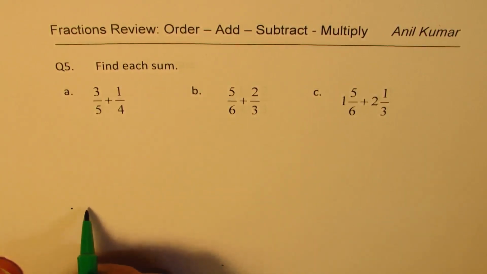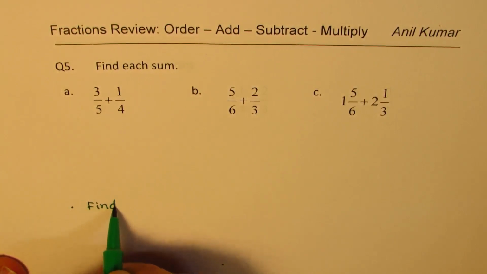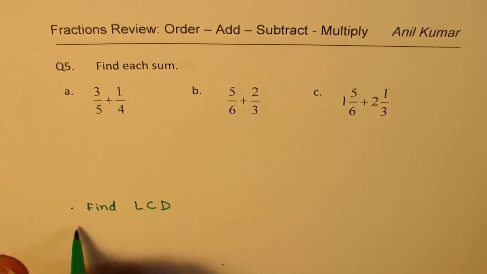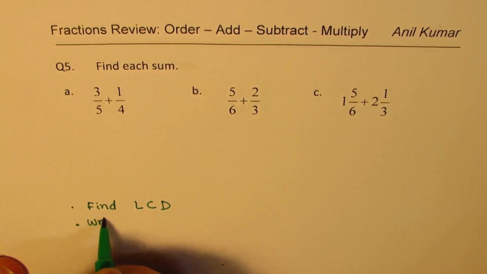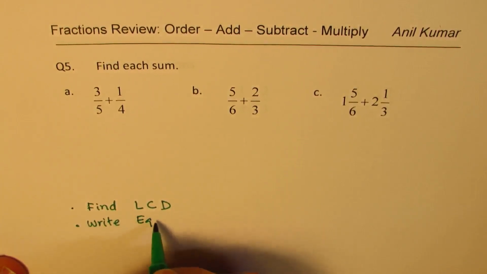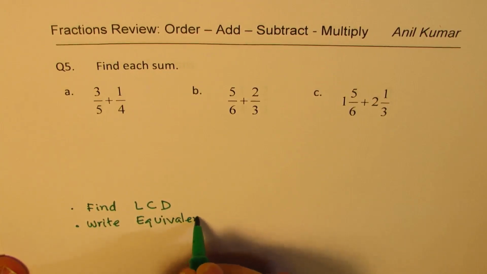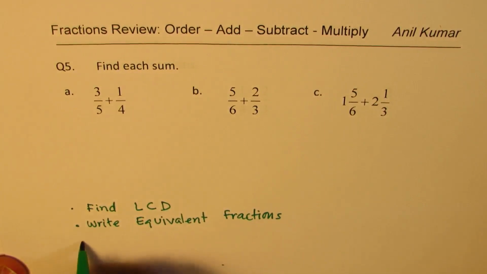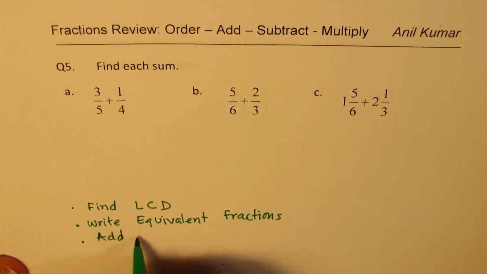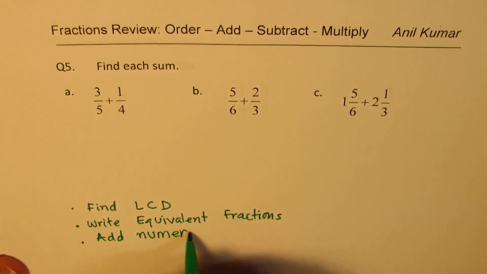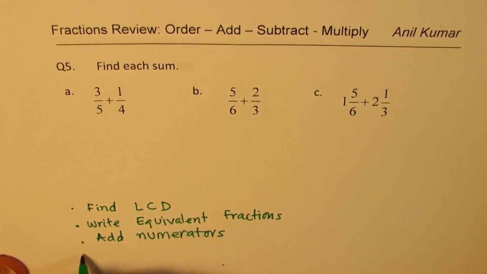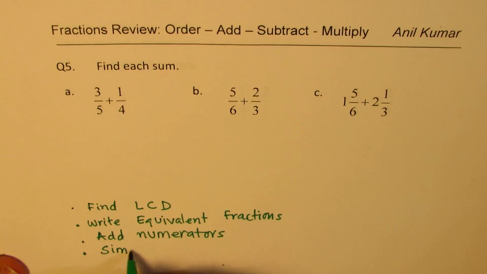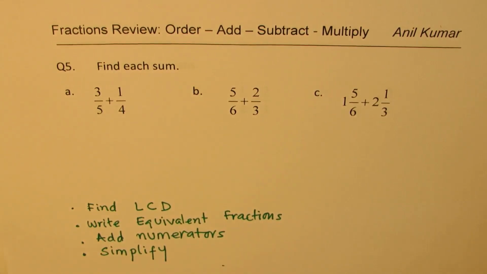Step number 1 will be find lowest common denominator. Step number 2, write equivalent fractions. Step number 3, add numerators. Step number 4, simplify. Right, so these are the steps involved to add fractions. Is that clear to you?